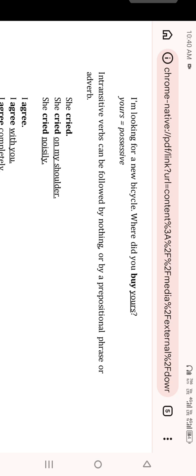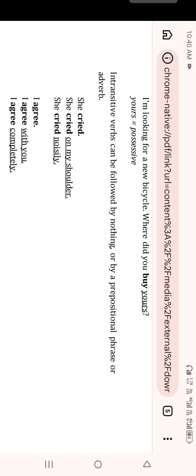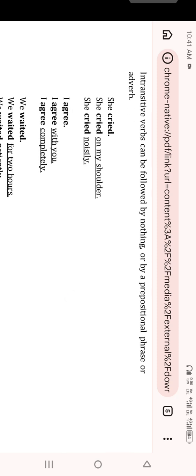Okay. While intransitive verbs can be followed by nothing or by a prepositional phrase or adverb, यानी intransitive verb जो है इसके बाद या तो कुछ भी नहीं आता, इसके बाद या तो preposition फ्रेज आता है और या कोई एडवर्ब या एडजेक्टिव आता है. मसलन she cried. अब cried, there is nothing after cried, so cried is an intransitive verb. She cried on my shoulder. So on is a preposition, so it's intransitive. She cried nicely. So nicely is an adverb. So according to the rule, if a verb takes an adverb, it's an intransitive verb.